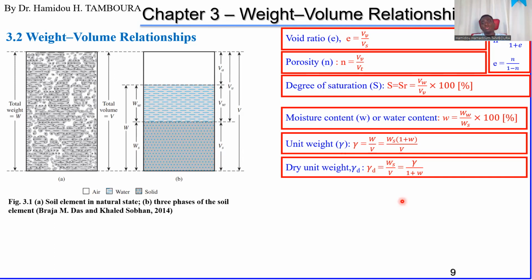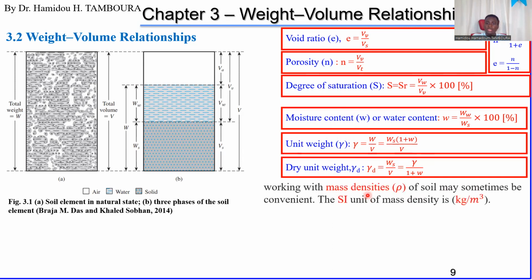Okay, so we have three relationships for the volume and three relationships for the mass or weight. I'm saying always mass because you can estimate this formula also by mass. In that case, it will not be unit weight. It will be density, mass density. And this is what we are going to talk about now.